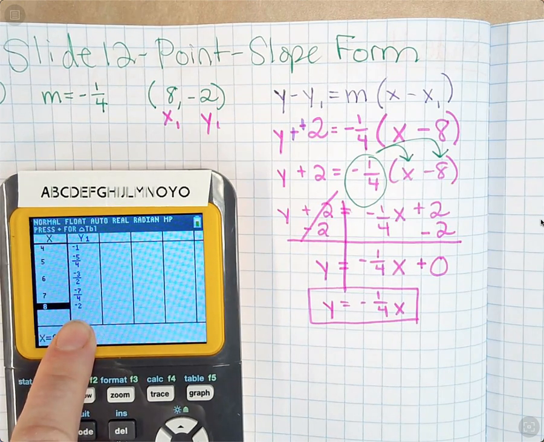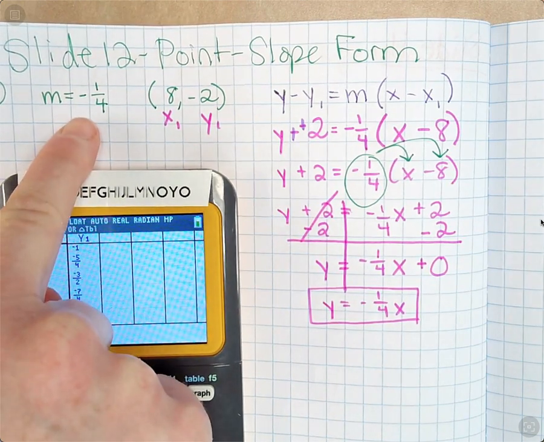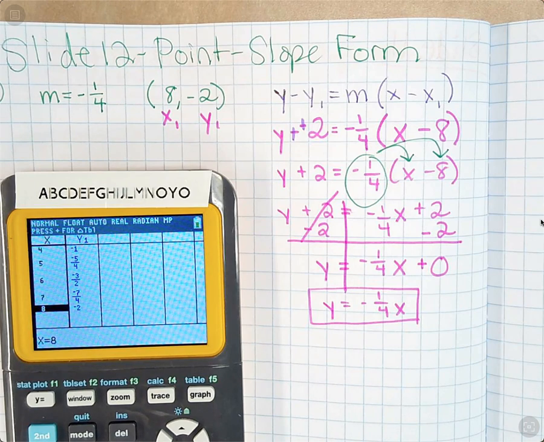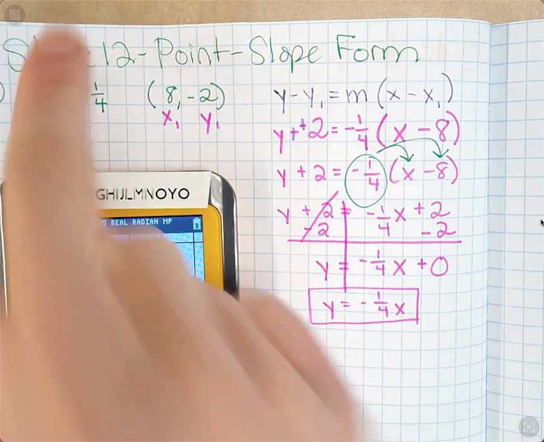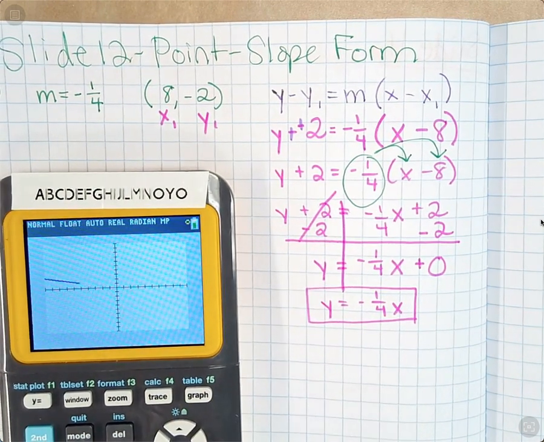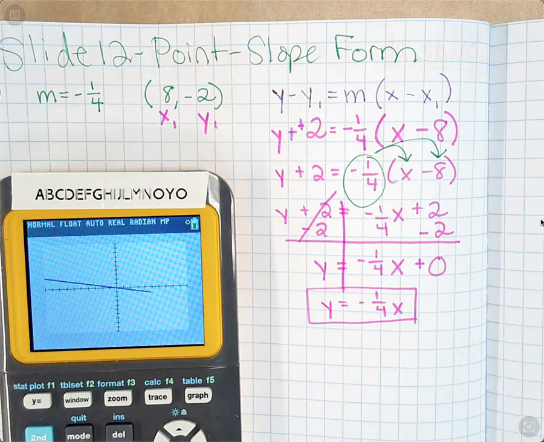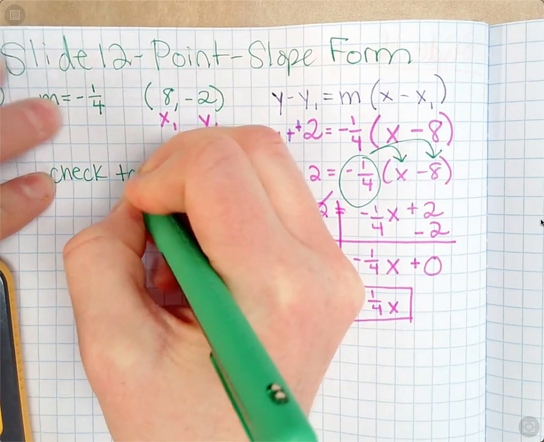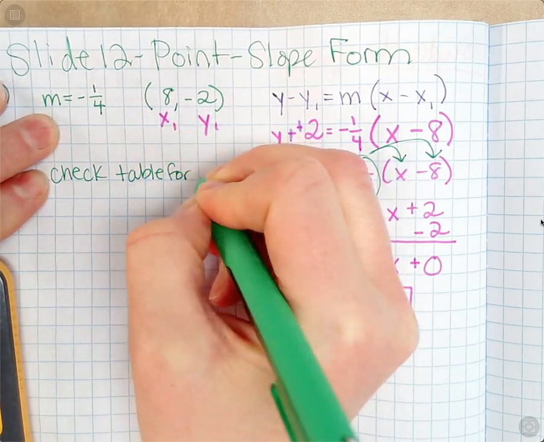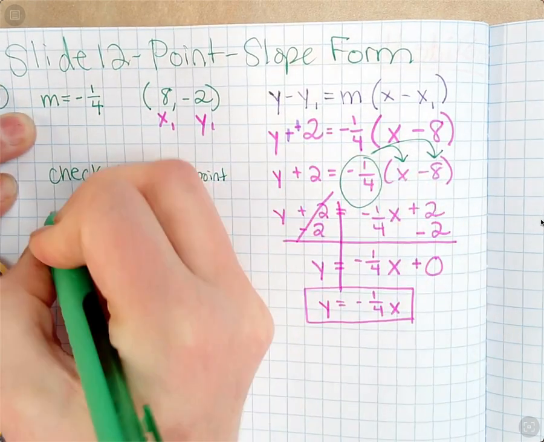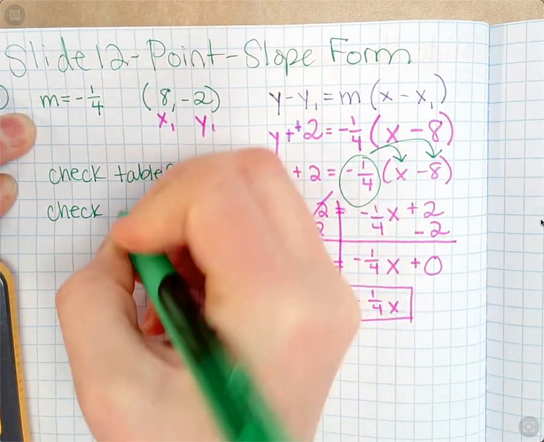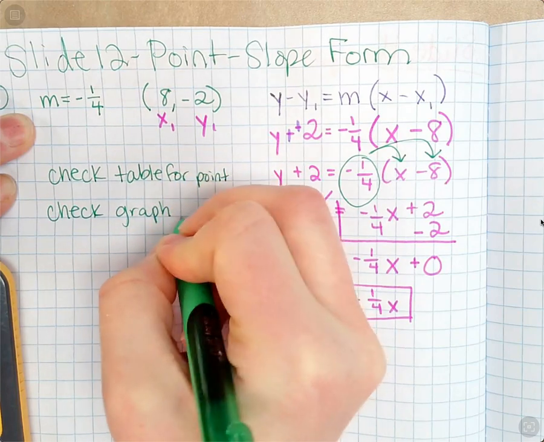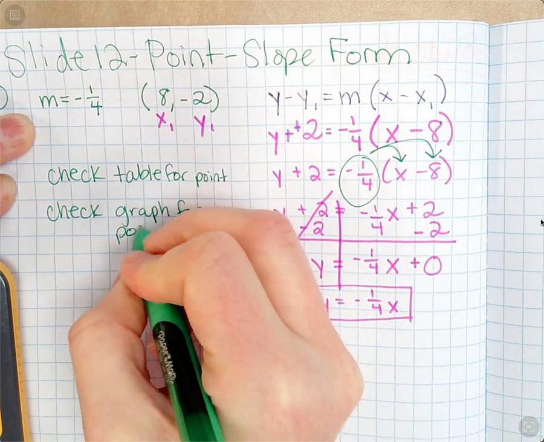And then the next thing I want to look at is the slope. Is this going to be a positive or a negative slope? It's a negative slope, so that means whenever I look at my graph, I should see that it is going down. So those are 2 ways to check. Check the table for the point, and then check the graph for positive or negative slope.